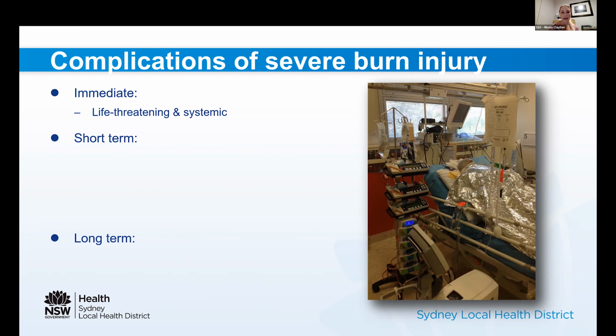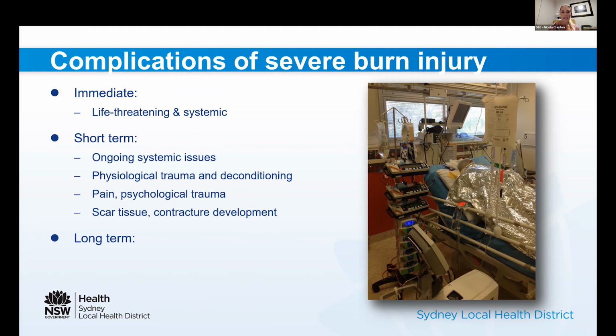Our short-term complications include ongoing systemic issues beyond that initial 24 to 48 hours, within that first week. There's the physiological trauma that the patient has sustained, as well as the acute deconditioning, particularly if they are critically unwell and need to be managed in the intensive care environment. We also need to manage the pain and the psychological trauma of going through such a traumatic event. There's also the scar tissue and contracture development that we need to manage in that acute phase as well.